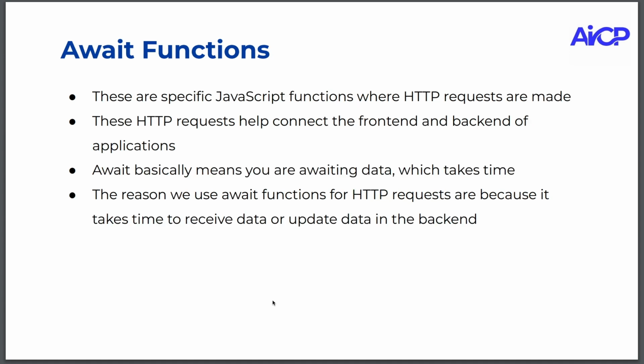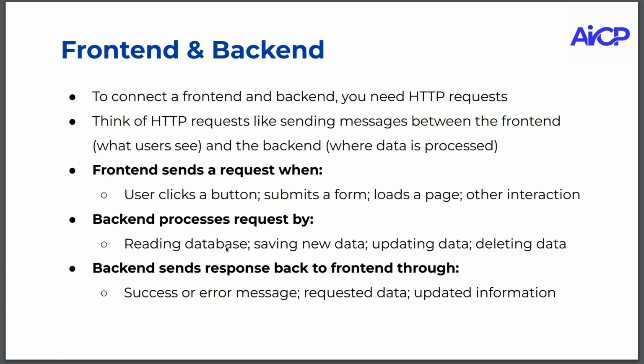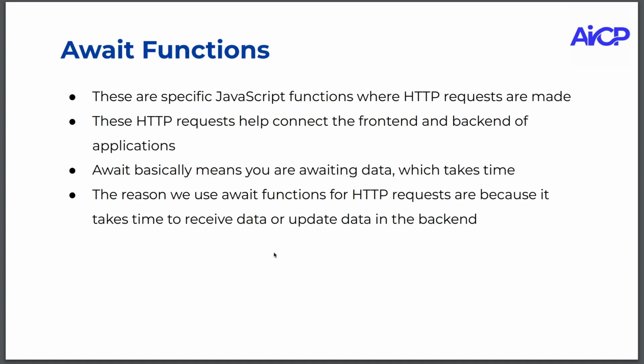Now, await functions are how we're actually making these HTTP requests to connect the front end and the back end. These requests, like I mentioned, help connect the two. And await basically means that you're awaiting data, which takes time. The reason why we use await functions for HTTP requests is because it takes time to first receive data or update data in the backend. So like I mentioned, if a user clicks a button, we'll need an await function, because after the user clicks a button, the backend has to do all this before sending a message back. This is why we need to await the data that's completed from here, and then the data will return from here. Again, this is getting a bit nitty gritty.